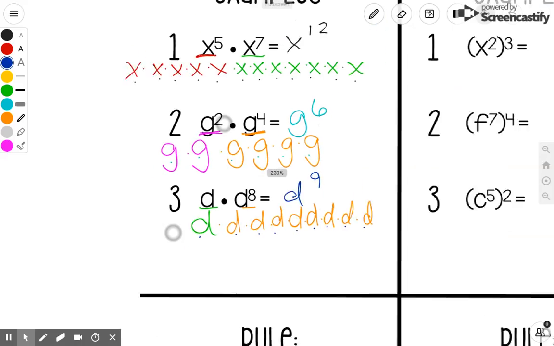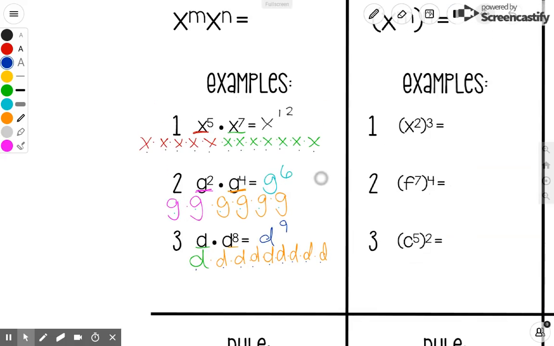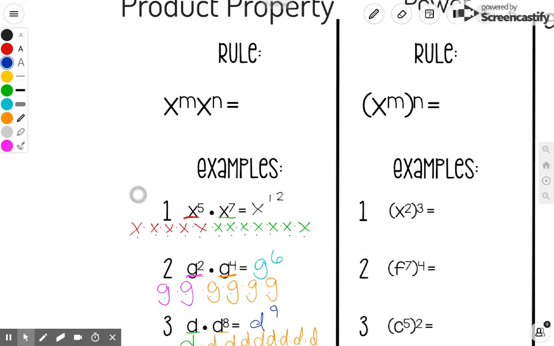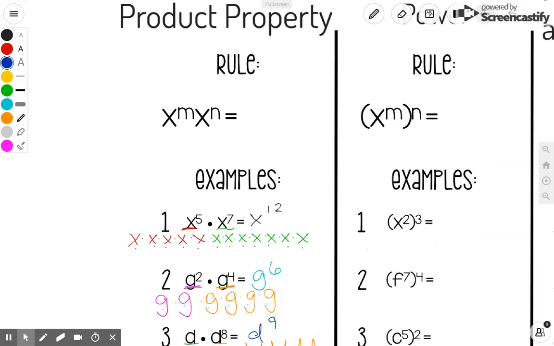So stop right here, and do you notice a pattern? Do you know what x to the m times x to the n is going to be? If so, fill in your shortcut right here.